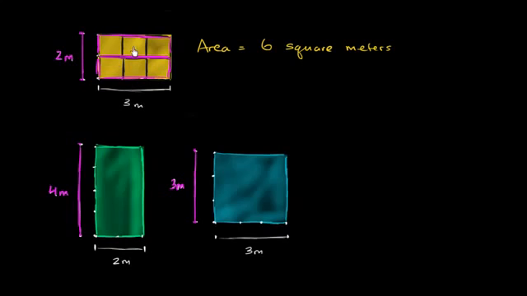And how did I get the two groups? Well, this has a length of 2 meters. So another way that I could have essentially counted these 6 things is I could have said, look, I have a length of 2 meters, so I'm going to have 2 groups of 3. So I could multiply 2 times 3, 2 of my groups of 3, and I would have gotten 6.